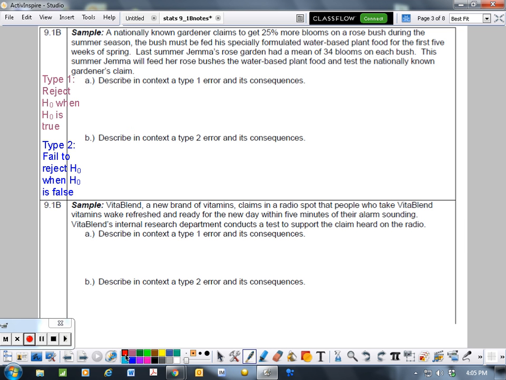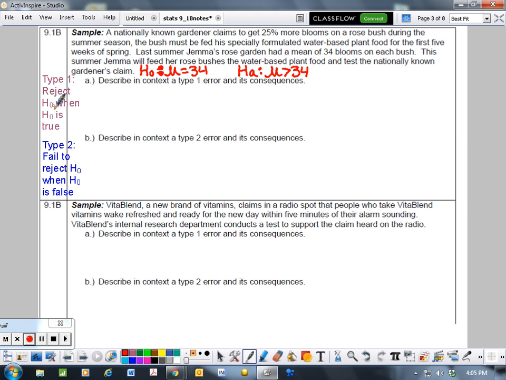Okay, so now we're going to practice. A nationally known gardener claims to get 25% more blooms on a rose bush during the summer season. We've seen this problem. We did the H0, HA. So we claimed before H0 was that the mean number of blooms was 34. And then we're hoping that the mean number of blooms is actually more than 34. So we're hoping that that's going to help us get more rose blooms on our bush. Describe the Type 1 context.